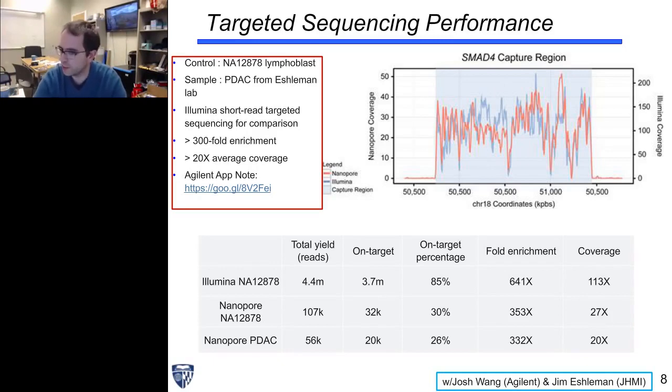So our on-target percentage for Illumina sequencing was quite high, 85%. This was a 640-fold enrichment over what you would expect normally from just throwing in the human genome, and gave us a coverage of about 113x.